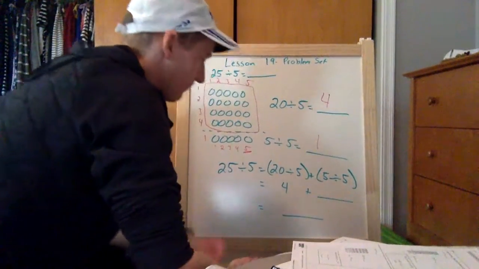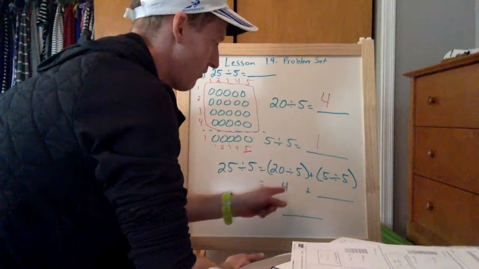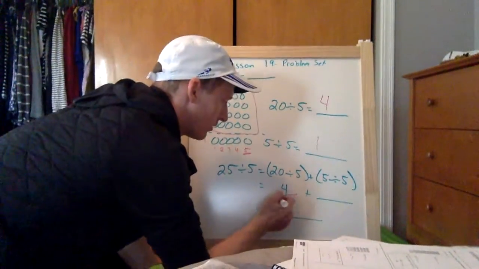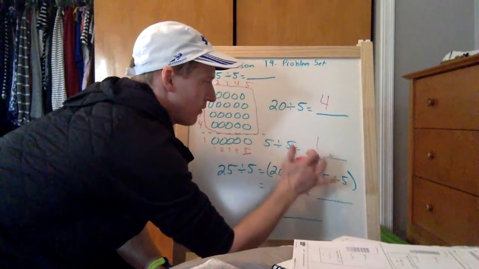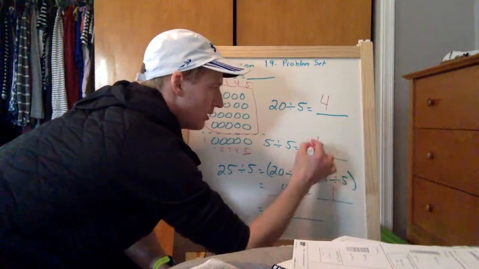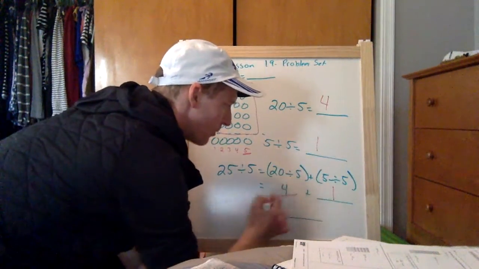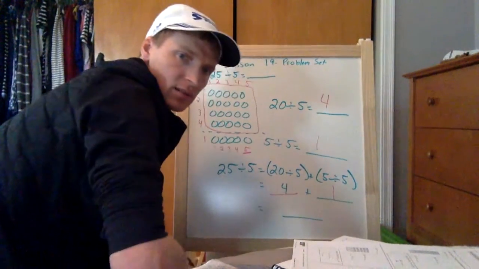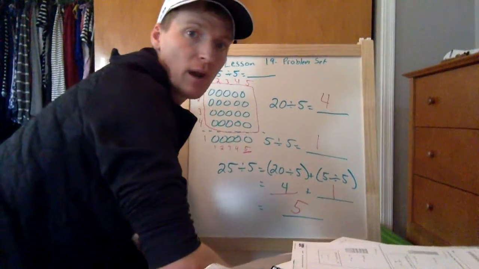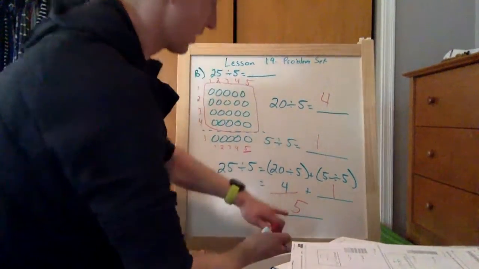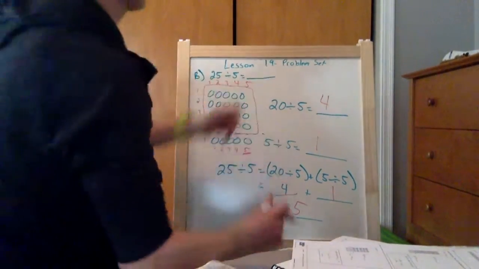Now let's fill it in. 20 divided by 5, we got 4. I already wrote it in. Plus 5 divided by 5, the answer is 1. And then we add up these two numbers. 4 plus 1 is... And then remember, on this problem, you always have to go up to the top because we have to fill in that last box all the way up here.